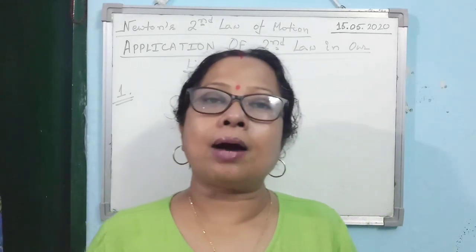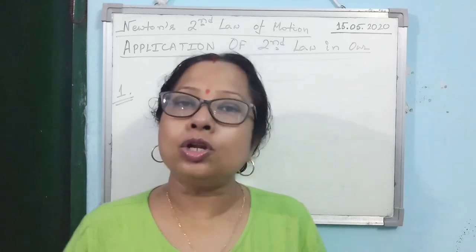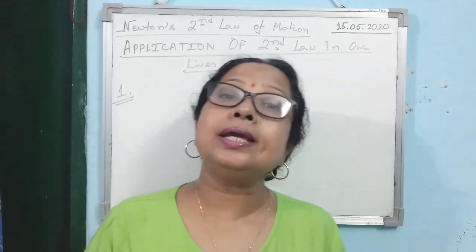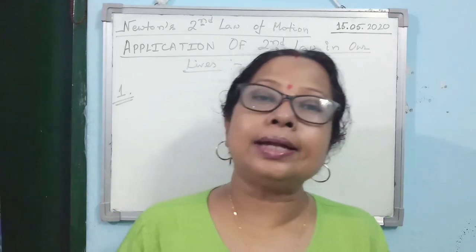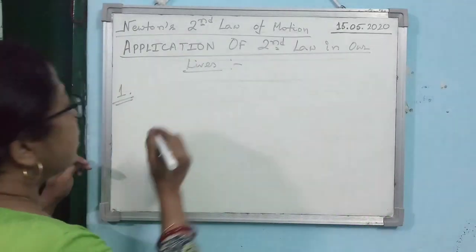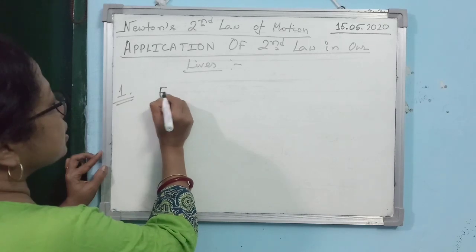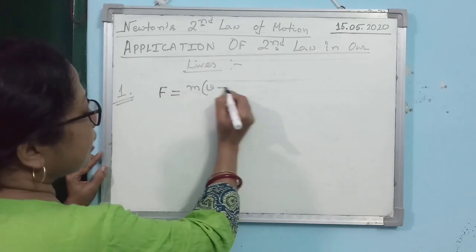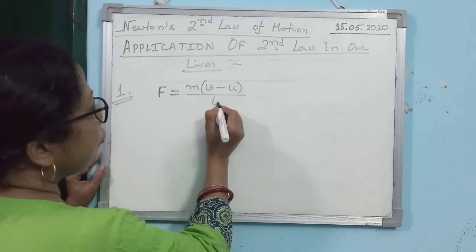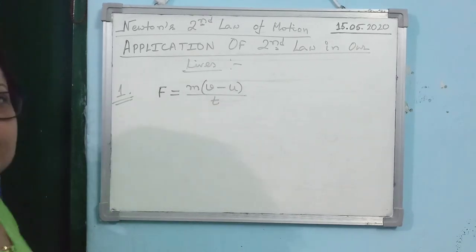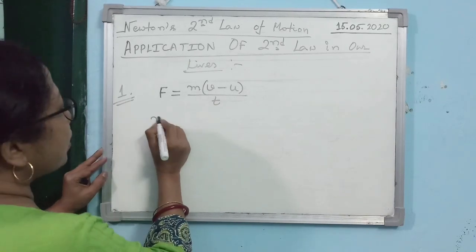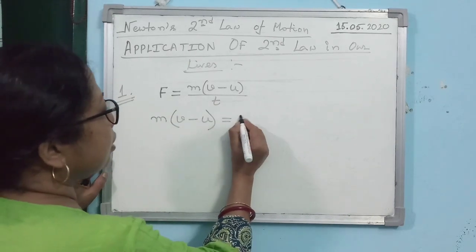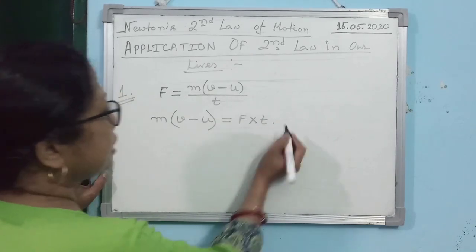While catching a ball, a cricketer always lowers his hand down. Why is it so? Let us try to find out. According to our concept of the second law of motion, you can write it like this: m into (v minus u) by t. So you can write m(v minus u) is equal to F into t.